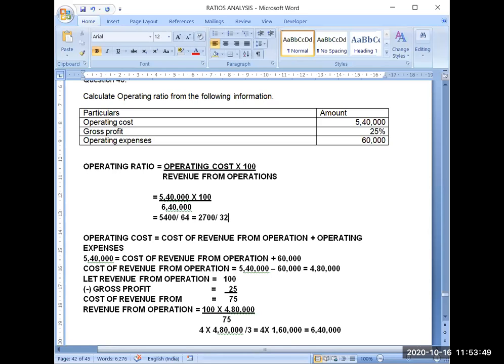So if we divide it, then you will get 84.37%, or it will be greater, so we can round it off to 0.38. Up to 2 decimal places you have to write the answer. So if you solve it, you will get 84.38. So in this manner we have calculated the operating ratio.